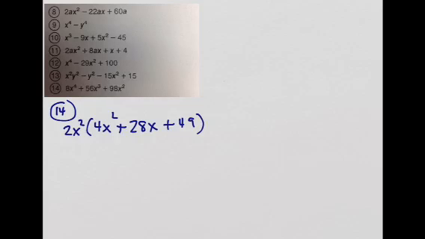So I'm going to check, this looks like it could be a perfect square trinomial. The square root of 4x squared is 2x. The square root of 49 is 7. When I multiply 2x times 7, I get 14x. And when I double it, when I multiply it by 2, I get 28x. And that's exactly what I have here in the middle.